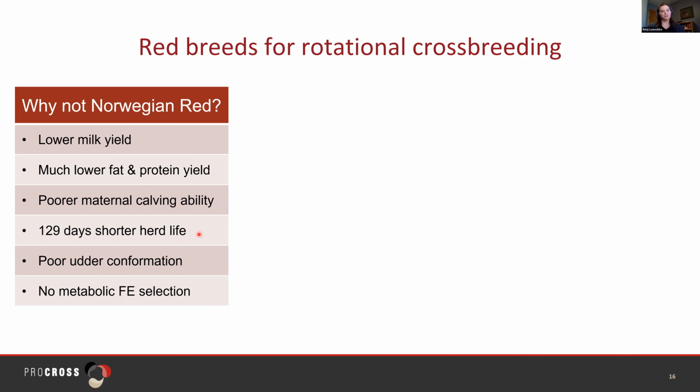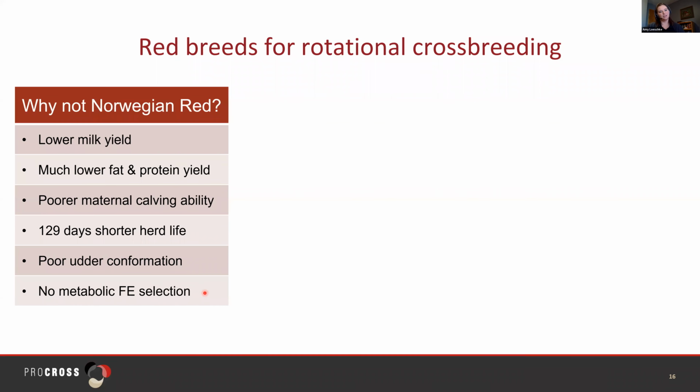Their reduced longevity equates to 129 days shorter herd life compared to Viking Red. So that survival right there is a main reason why we've really shifted to Viking Red, and the herds I work with shift to Viking Red. They unfortunately have poor udder conformation, which contributes to that.